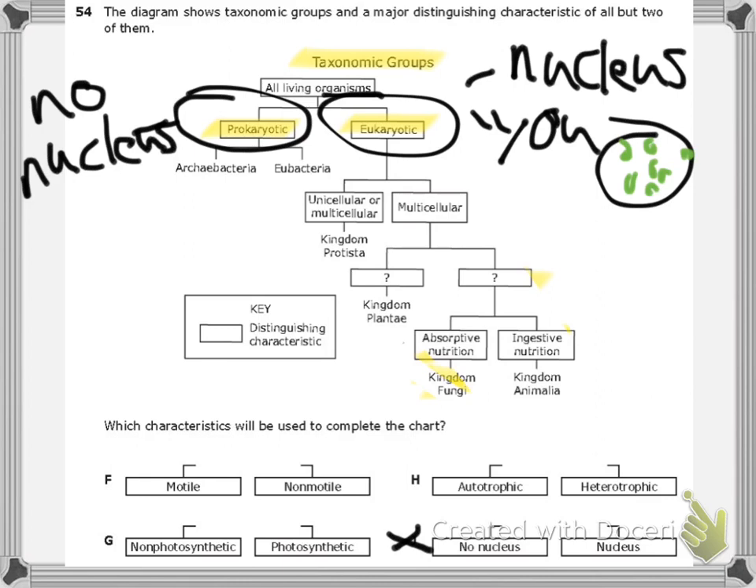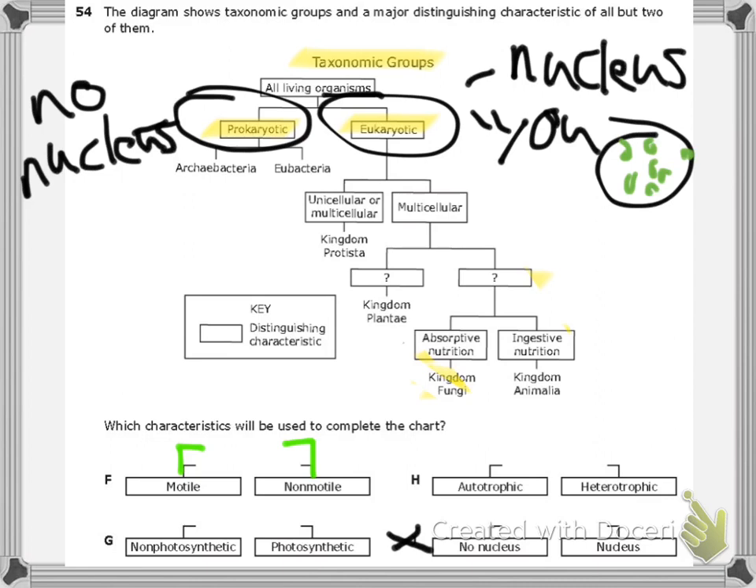F says motile and not motile. Okay, so let's change our color to green, because green is an awesome color. Okay, so motile and not motile. So remember, based on these, this one goes on the left, this one goes on the right. So what does motile mean? Motile pretty much means capable of motion or can move around, right? Capable of motion.